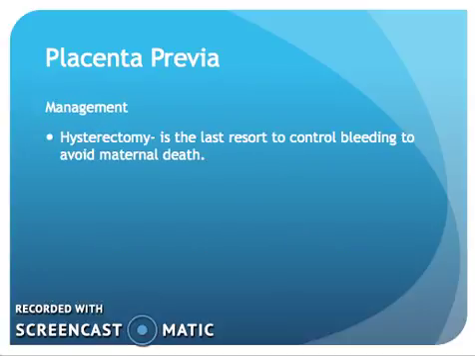And if none of the first and the second line of treatment works, hysterectomy is the last resort in controlling bleeding to avoid maternal death.